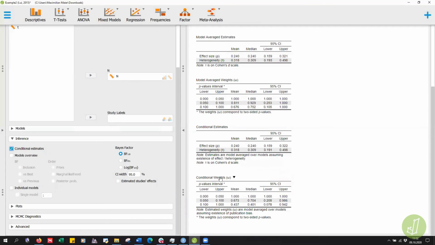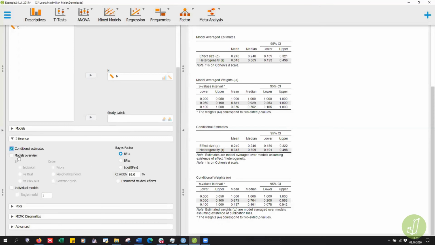However, for the conditional weights, we can see that the publication probabilities are now lower. And the reason for this is that the model averaged weights took the models that assume no publication bias into account. And so, of course, the publication probabilities are higher when including these models.